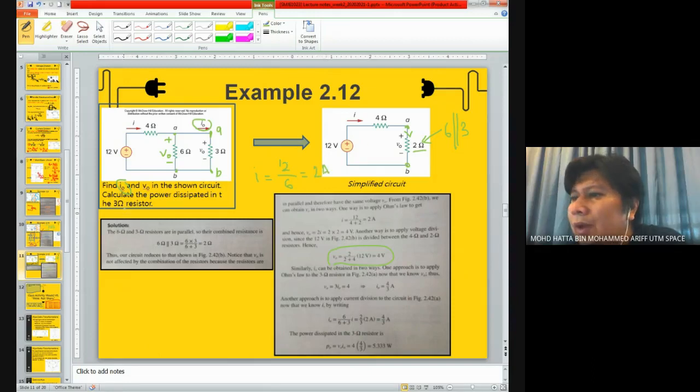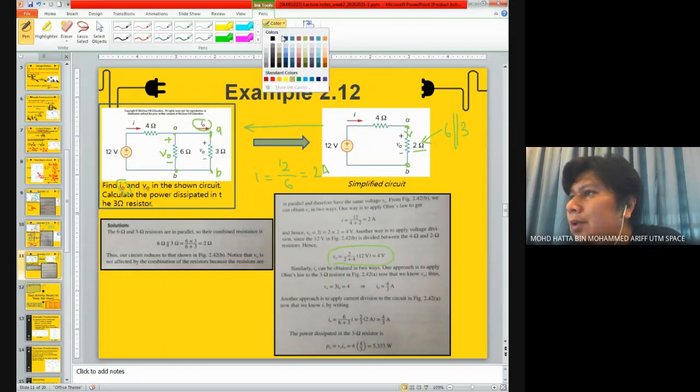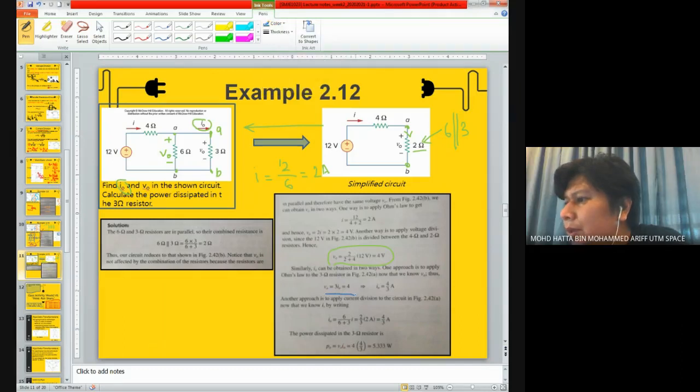However, we need to find IO, and what you need to do is go back to the original question. We identified that IO is the current flowing through the 3-ohm resistor. That's why, if you look at the solution over here, the way we find IO is by using VO, since you know that VO is 4 volts over here. And of course, if you translate it back into our original circuit, this is also 4 volts. This is also 4 volts. And we can easily find IO by using Ohm's law. IO equals 4 divided by 3.